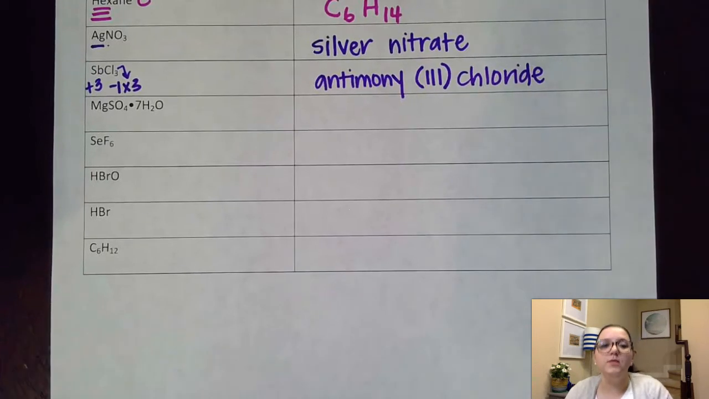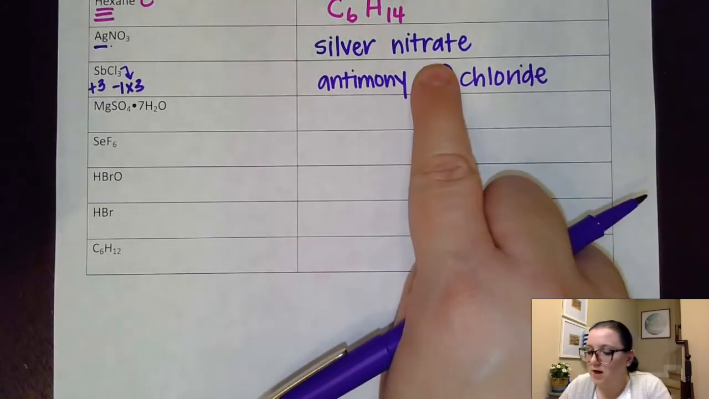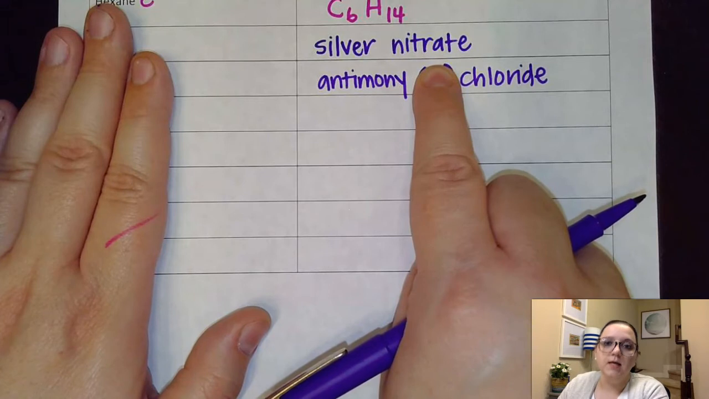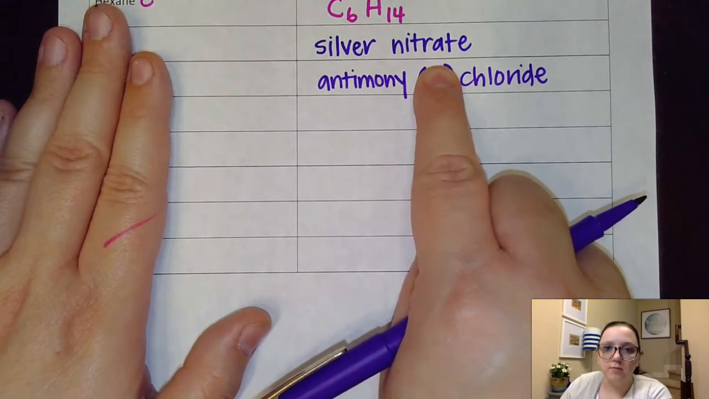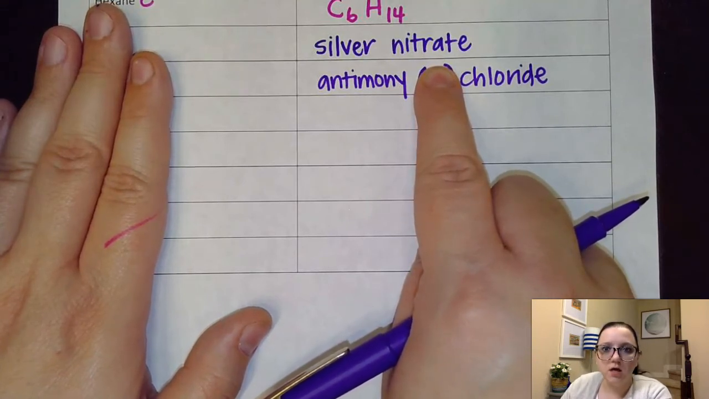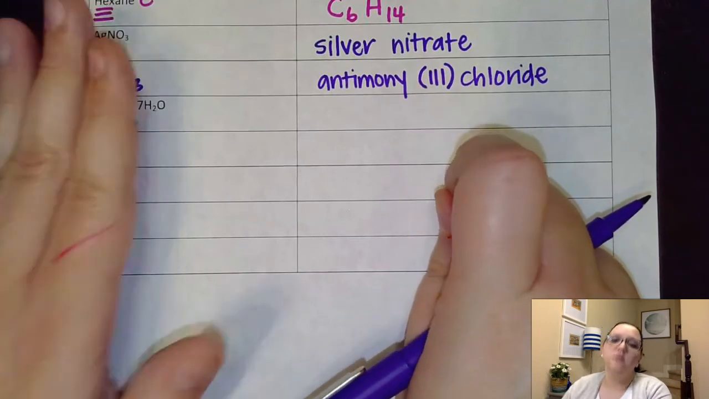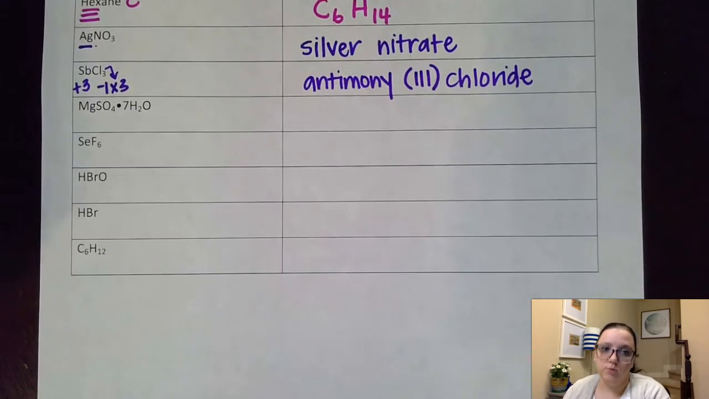By the way, the reason why we put the Roman numeral there is because if I had just written antimony chloride, and I asked somebody to go back and write the formula for that, they'd be like, so what charge do I use on antimony? You see what I mean? You wouldn't know. So that's why that information has to be communicated.